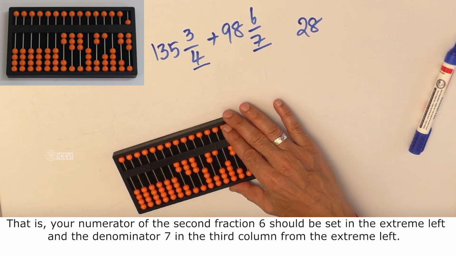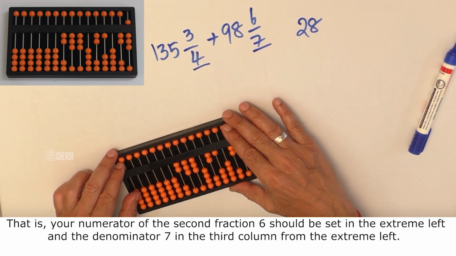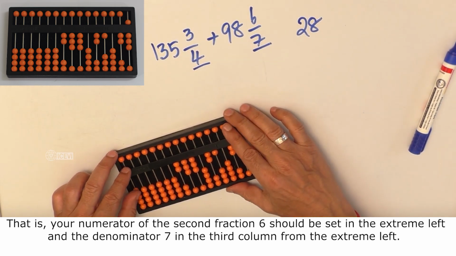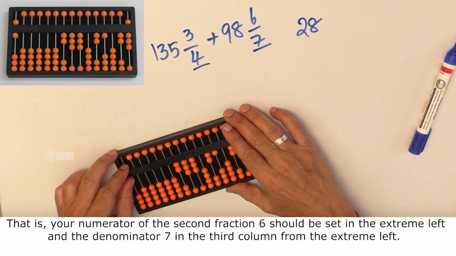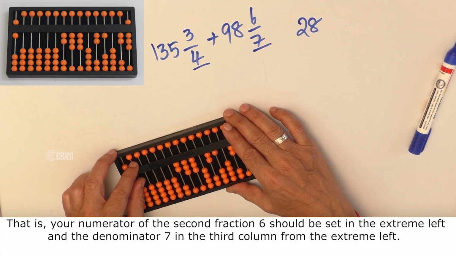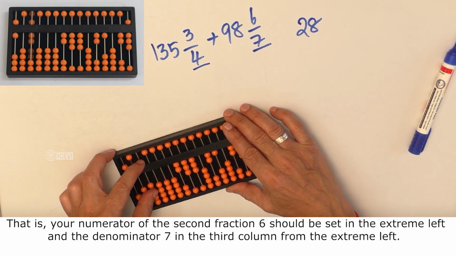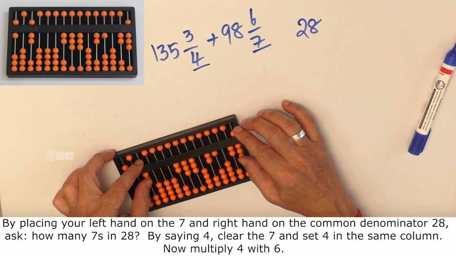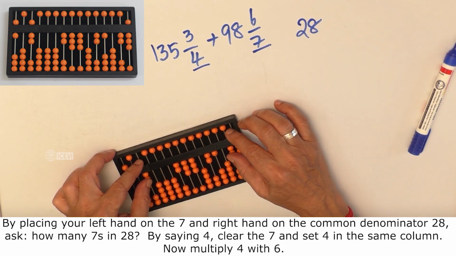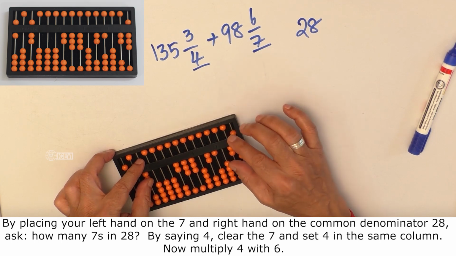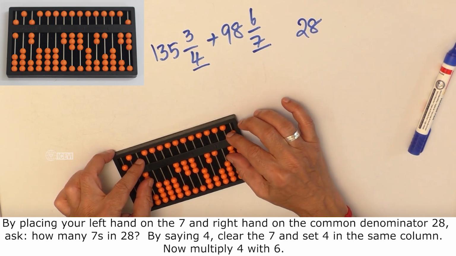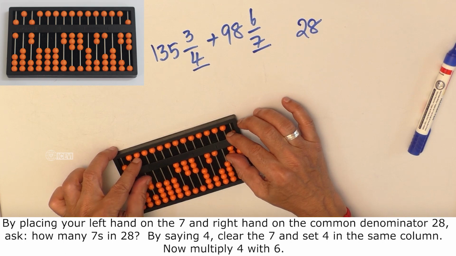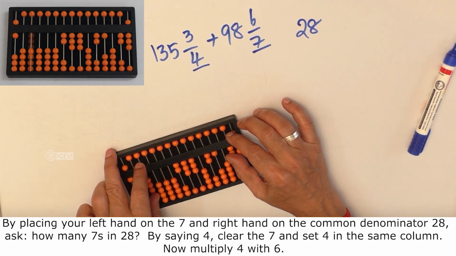After clearing, set the numerator of the second fraction in the extreme left of the abacus. That is, your numerator of the second fraction, 6, should be set in the extreme left and the denominator 7 should be set in the 3rd column from the extreme left. By placing your left hand on the 7 and right hand on the common denominator 28, ask how many 7s in 28. By saying 4, clear the 7 and set 4 in the same column.